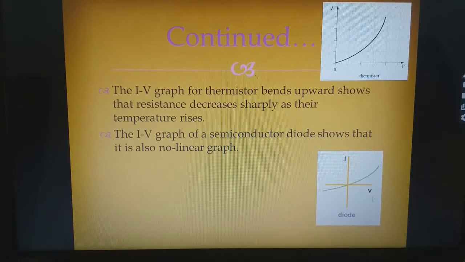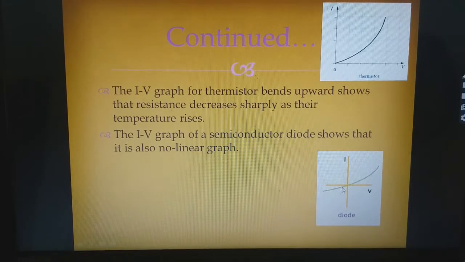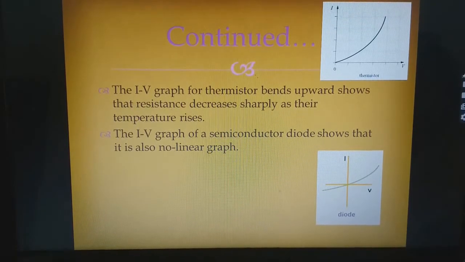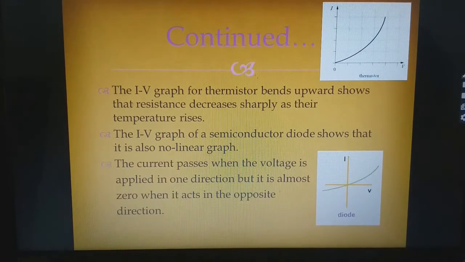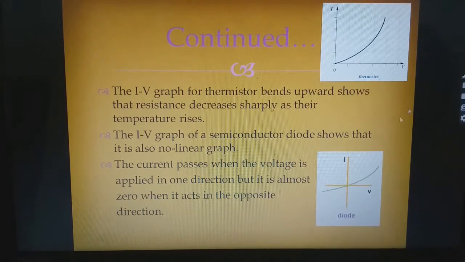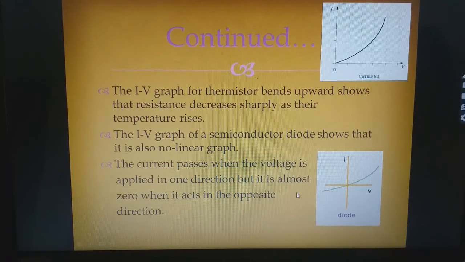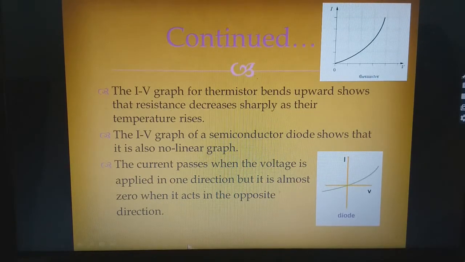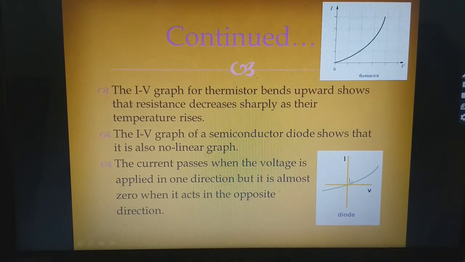Alright. The I-V curve of a semiconductor diode is shown, which also is not a linear graph. The graph is not a straight line, it is also a curved line. The current passes when the voltage is applied in one direction, but it is almost zero when it acts in the opposite direction. This shows the opposite behavior of I and V.